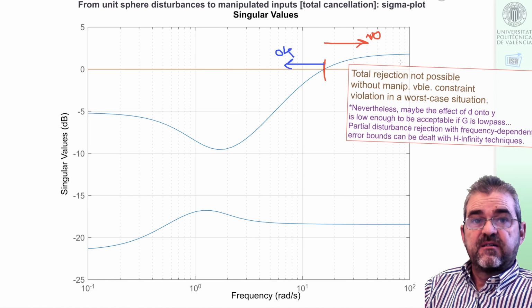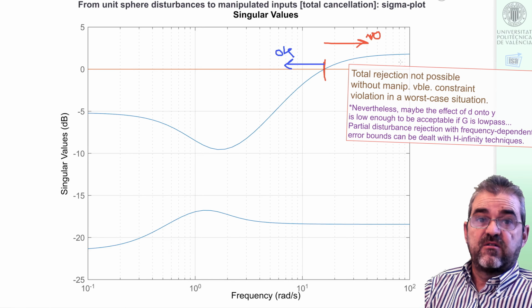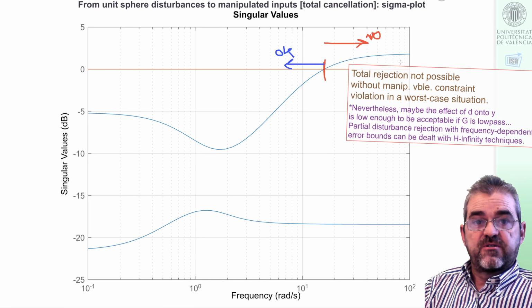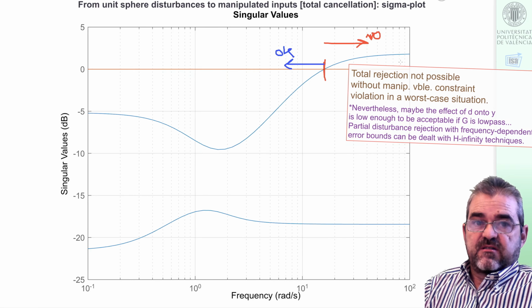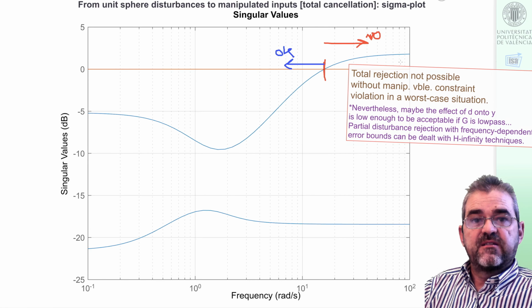It seems that the decay of G at high frequency is faster than the decay of H, so disturbances win in high frequencies. If there is somehow a decay on H, even if I cannot totally cancel the effect, maybe the residual effect can be made low enough. That would be a partial disturbance rejection in the transient domain, but okay, things would start getting complicated then.